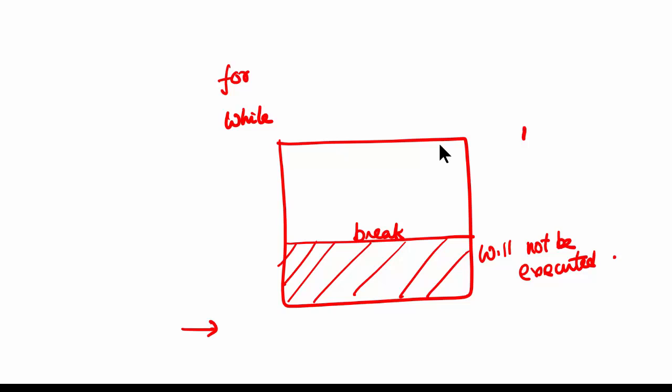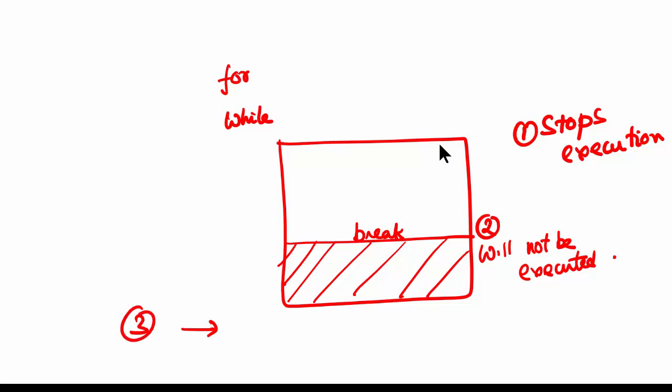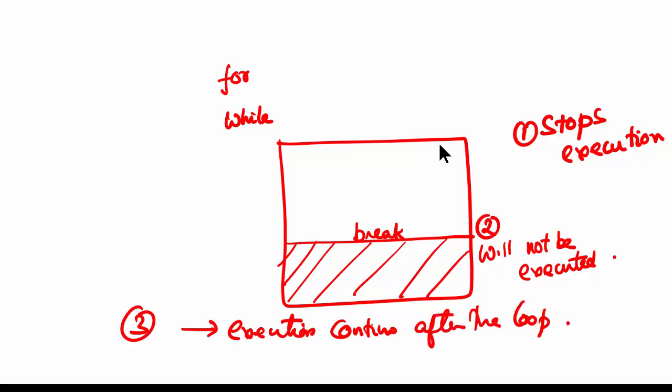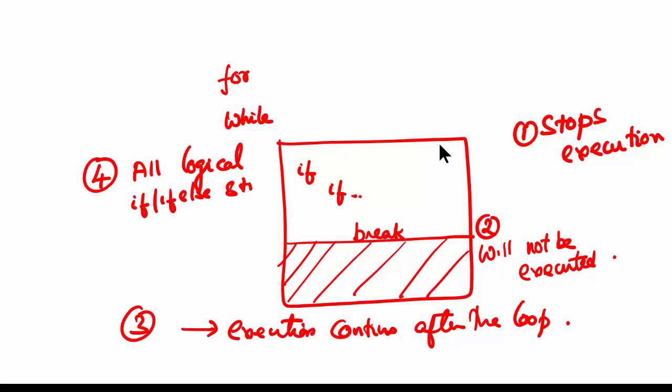So first thing is it stops execution. Second thing is everything below the break statement will not be executed. The third thing is execution continues after the loop. Okay, and a fourth point to note is irrespective of the number of if statements or any other logical flow control statements, all of them will be broken. All logical if else statements within the loop will also be broken.